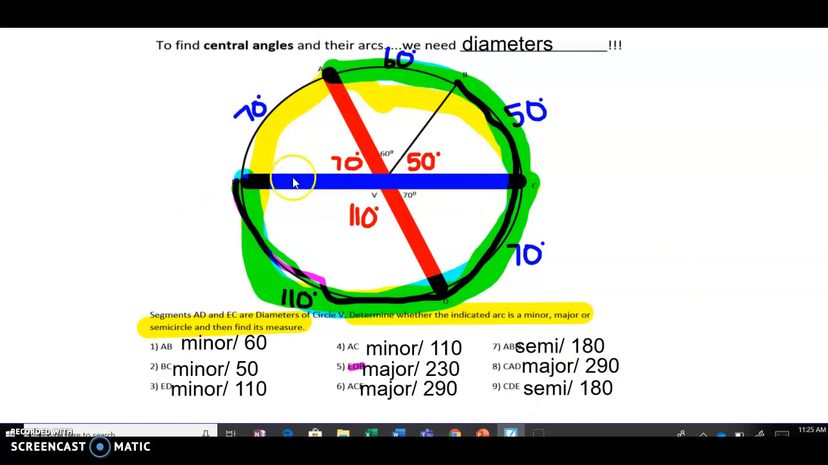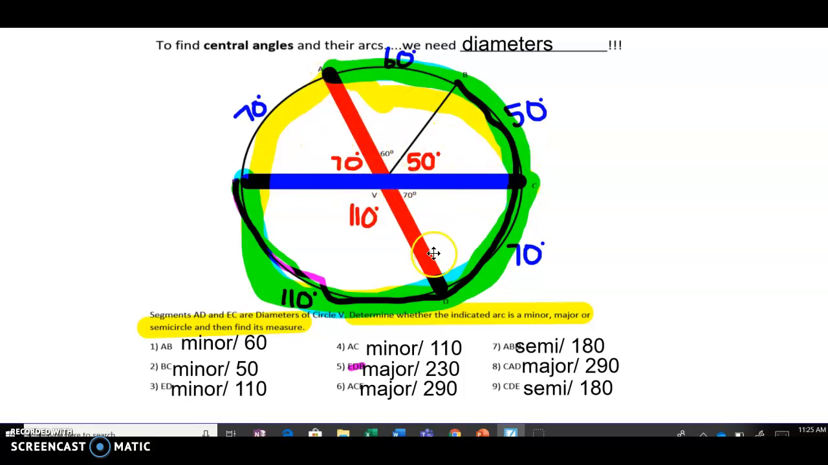So for this, we just need to keep in mind that if it's less than 180, it's a minor. If it's greater than 180, it's a major. If it's exactly 180, then it's a semicircle. And then we also need to see that when you are checking to see if you got all your measurements right, they should add up to 360 degrees.